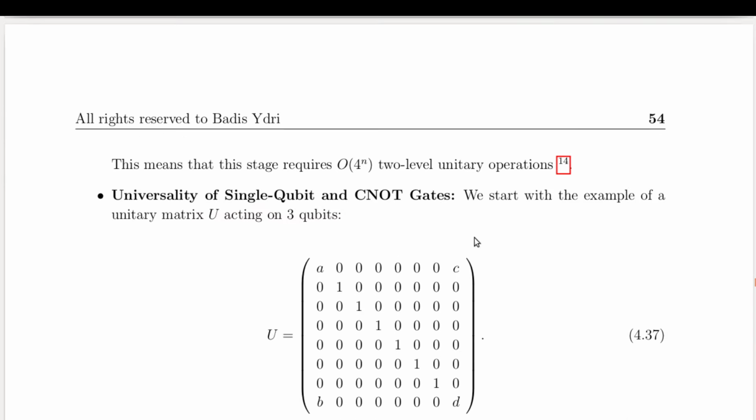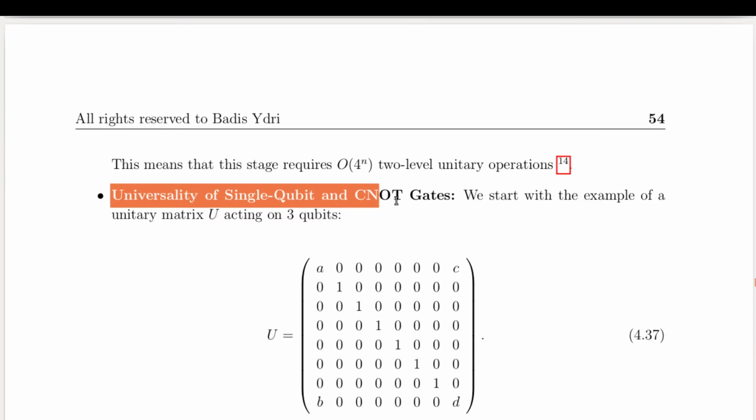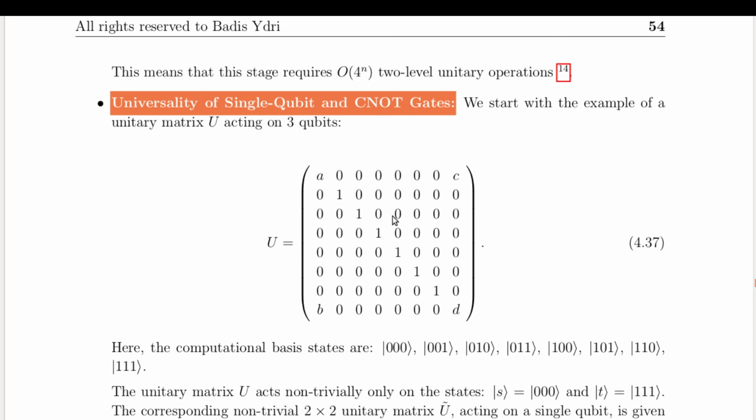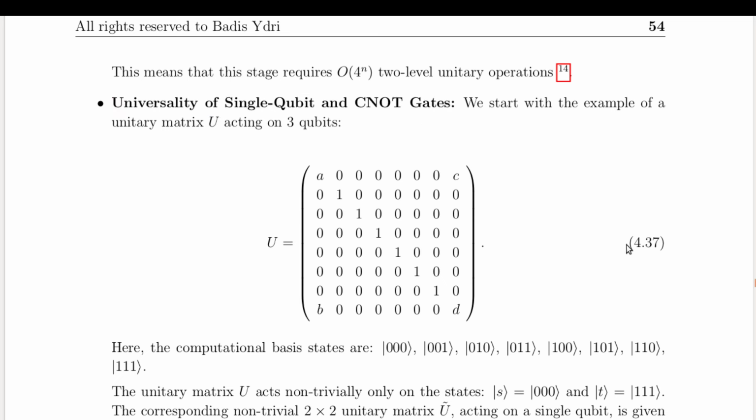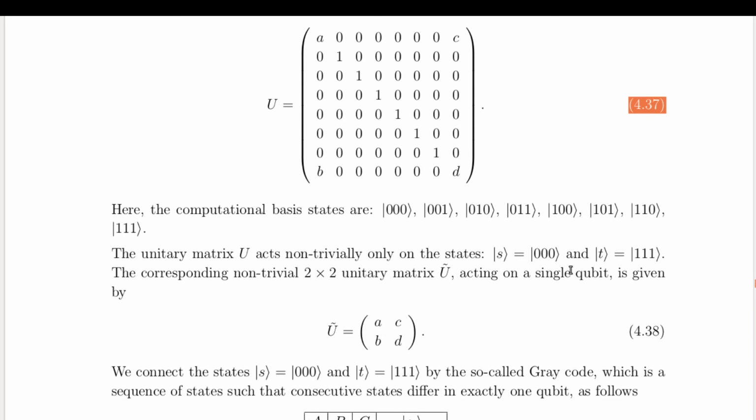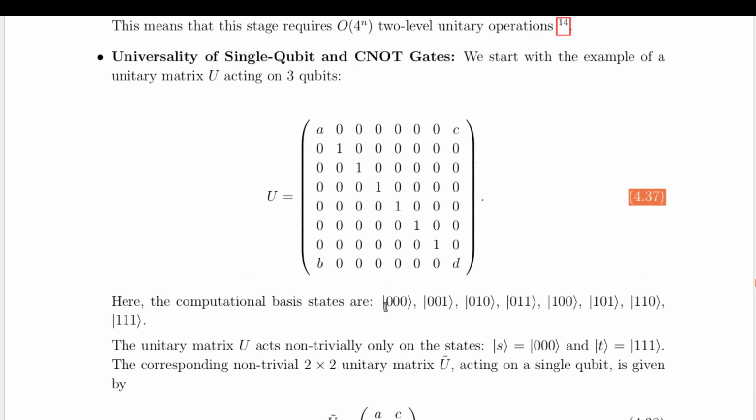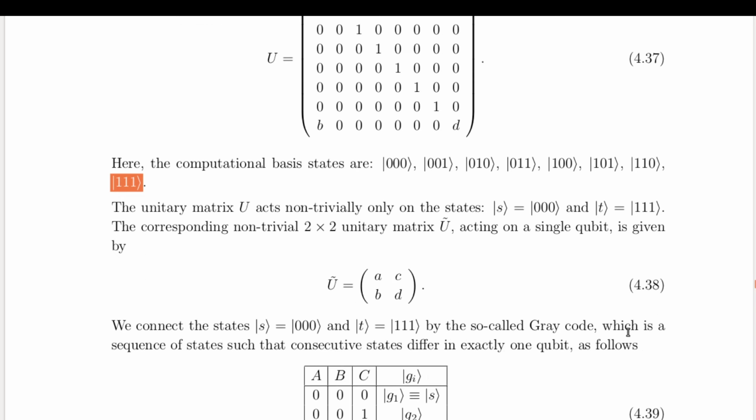Next, regarding the universality of single-qubit and CNOT gates. We want to see how single-qubit gates and CNOT gates come together to implement any two-level unitary operation. Again, as a concrete example, let us take the unitary matrix acting on 3 qubits shown in equation 4.37. This matrix primarily affects only the two quantum states, say 000 and 111, which are also denoted by the Dirac kets S and T respectively. The corresponding two-level unitary matrix, denoted U tilde, operates then in this reduced subspace, and it is given by equation 4.38.